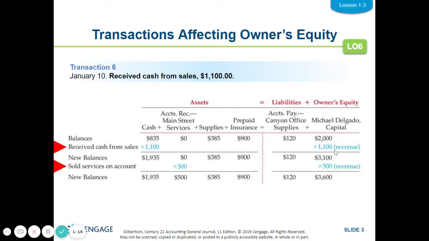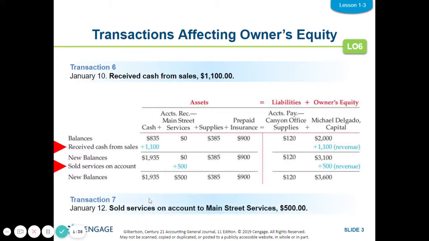Michael Delgado's little pot. So remember I said capital is kind of, you can think about it, of his little pot of what he has invested in that business, what he owns of that business. Since he went out and did the web page, we brought that money in. He's the sole owner of the business. That makes his capital account increase also. And that's revenue coming in.